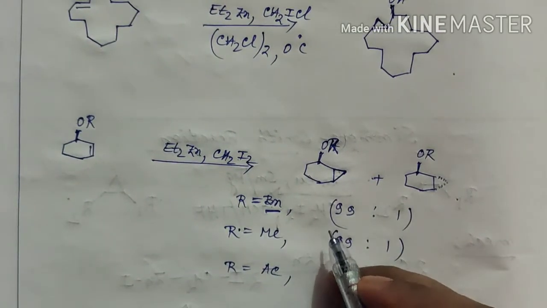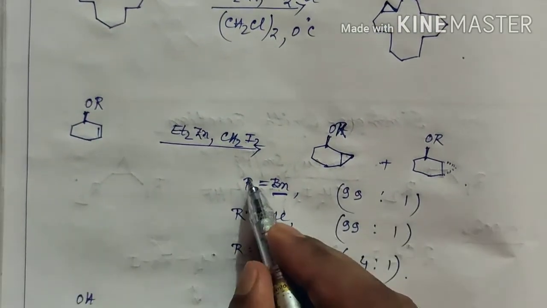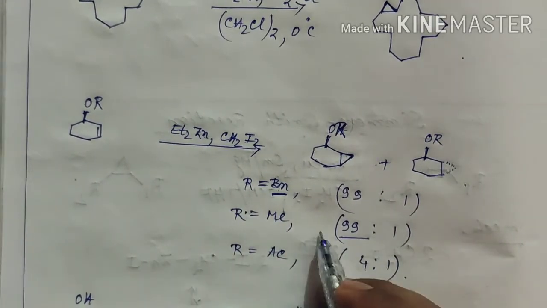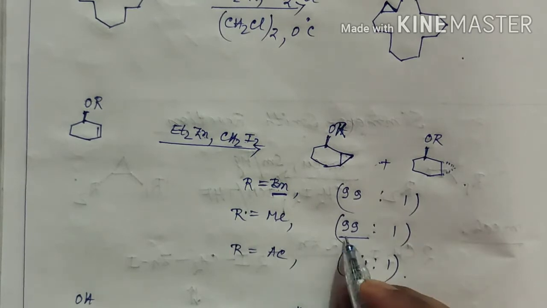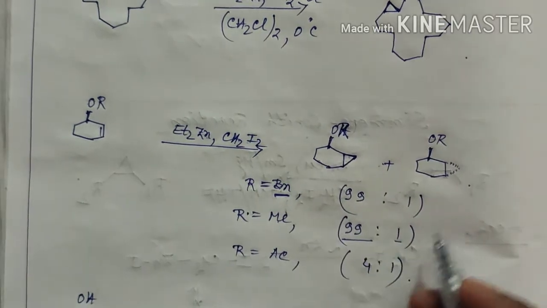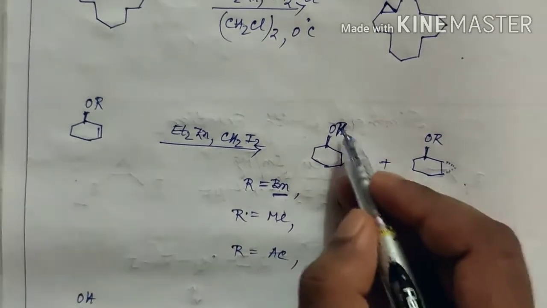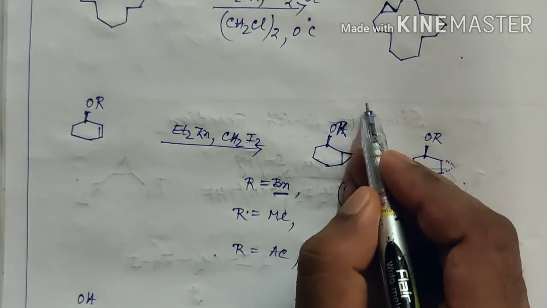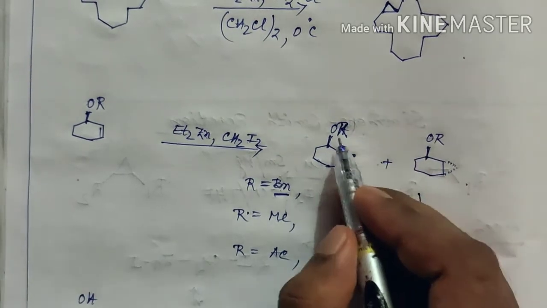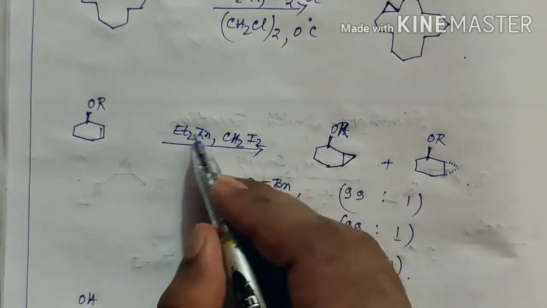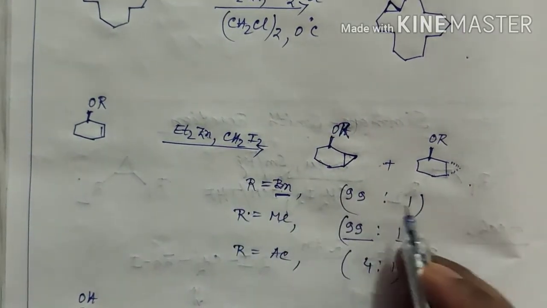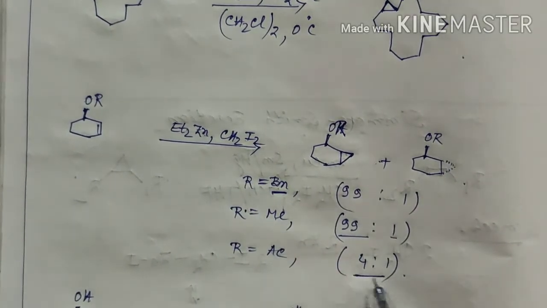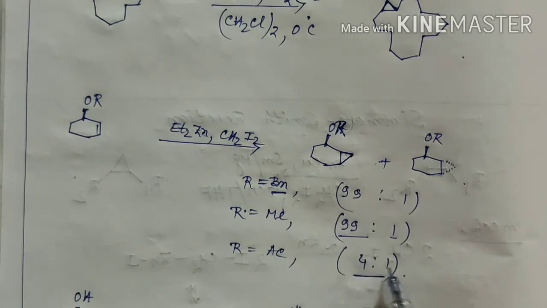But the diastereoselectivity ratio differs. In benzyl and methyl cases, it is quite similar, that is, the diastereoselectivity ratio is 99:1. But in the case of an acyl group, if R is acyl, the oxygen lone pair will be involved in the acyl group, so coordination with the zinc metal center is lowered to some extent, and the diastereoselectivity decreases. It is very low, that is 4:1.